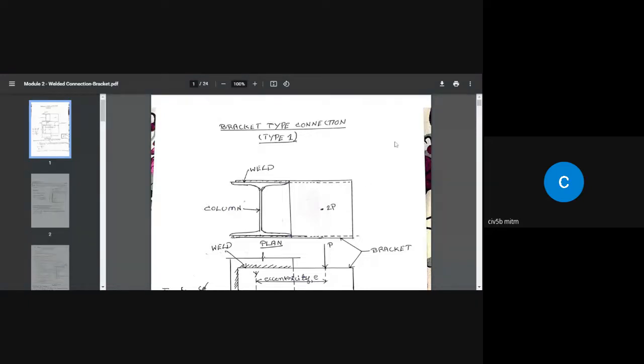Today we are going to deal with the design of bracket type connection, that is type 1. So I'm going to tell you what is type 1.